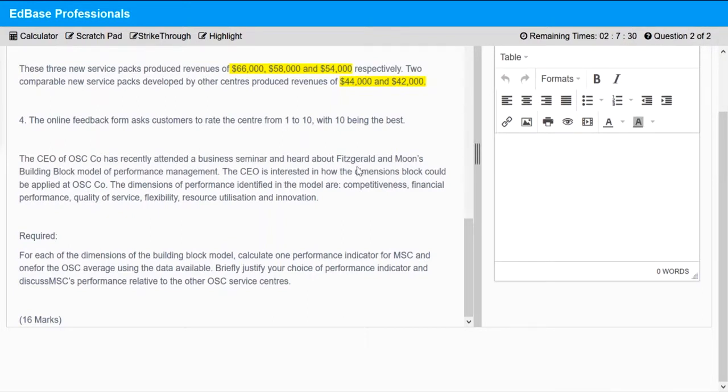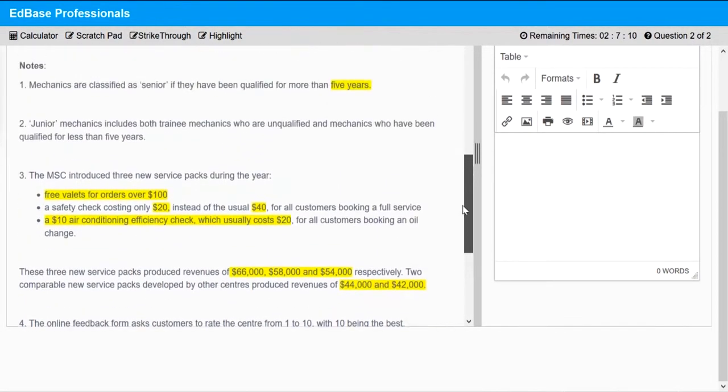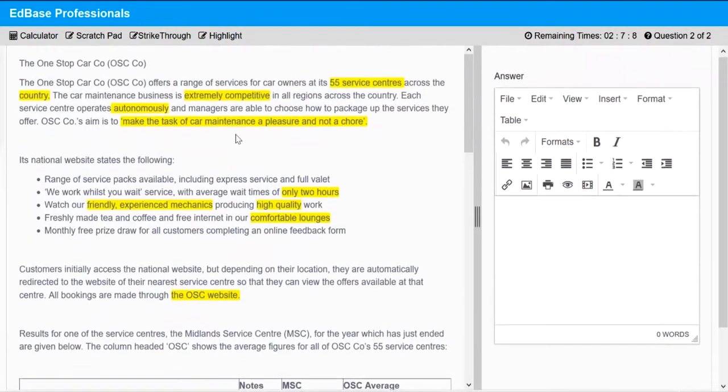heard about Fitzgerald and Moon's building block model of performance management. The CEO is interested in how the dimensions block could be applied at OSC company. The dimensions of performance identified in the model are competitiveness, financial performance, quality of service, flexibility, resource utilization, and innovation. Okay, fine. So these are my highlighted areas.